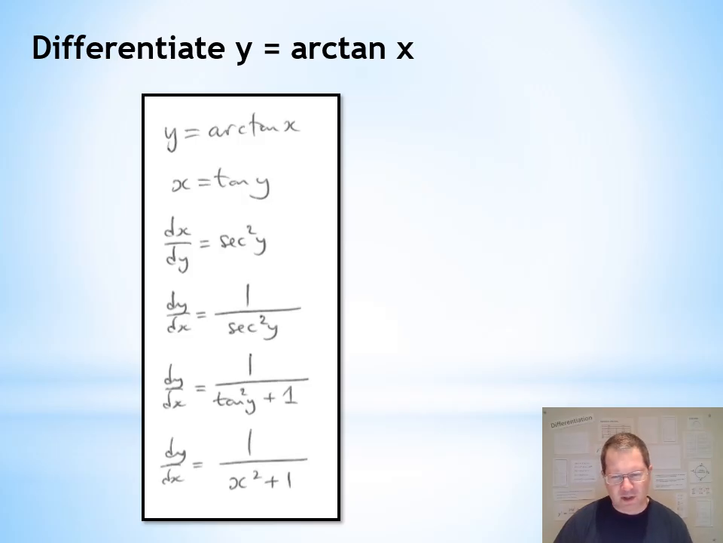So this time we're going to look at another one of our trig identities. It's the one that says that tan squared y plus 1 is equal to sec squared y, and the reason we want to do that is because this question was all about tan. So if we replace sec squared y with tan squared y plus 1, we can then replace the tan y with x, and we get that if y equals arc tan x, then dy by dx is equal to 1 over x squared plus 1.